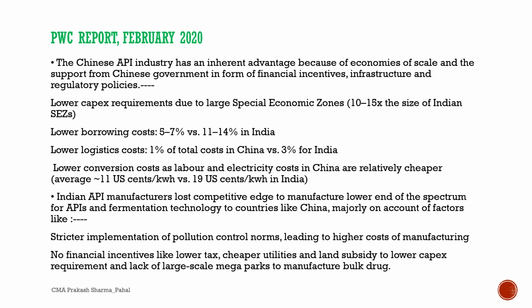Lower conversion costs such as labor and electricity costs in China are relatively cheaper. Indian API manufacturers lost competitive edge to manufacture the lower end of the spectrum for APIs and fermentation technology to countries like China, majorly on account of factors like stricter implementation of pollution control norms leading to higher cost of manufacturing. There are no financial incentives like lower tax, cheaper utilities and labor, land supply, subsidy to lower capex requirement, and a lack of large-scale megaparks to manufacture bulk drugs.